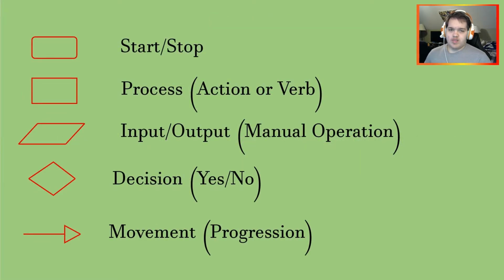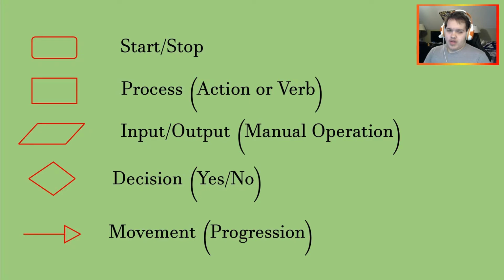Here are some of the basic symbols that you're going to be using in a flowchart. First of all, you have a rounded rectangle, which is used to start and stop the process. So you are going to put rounded rectangles at the beginning and the end because you start the process at the beginning, you end the process at the end. A rectangle is an actual process that you're performing, so in there you're going to write, as it says, an action or a verb because that's something that you are actually performing.